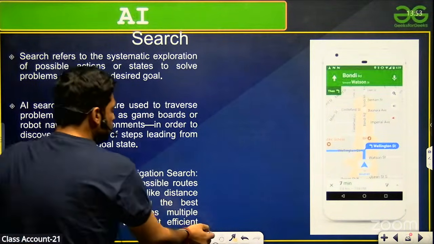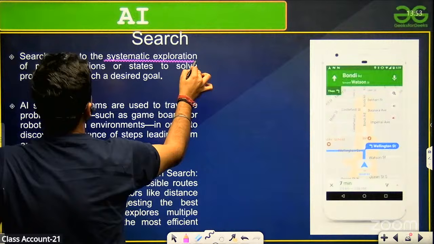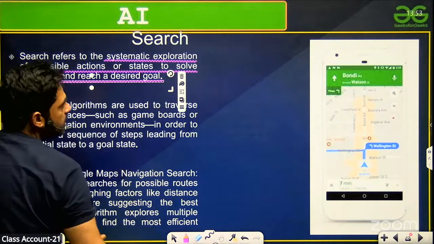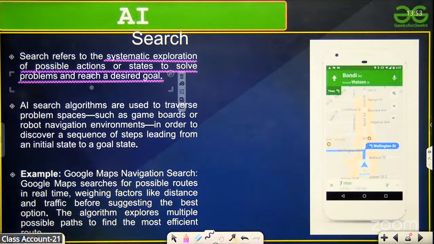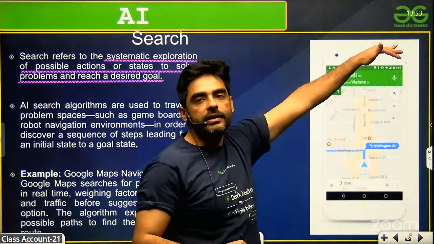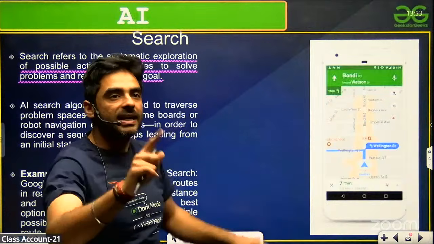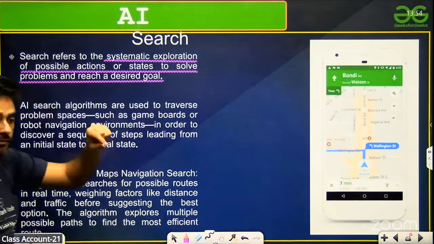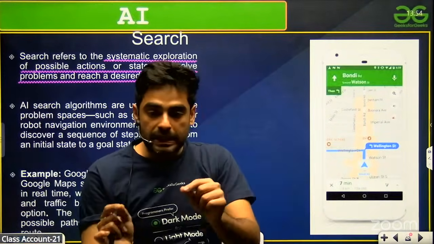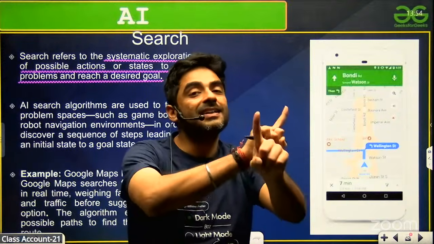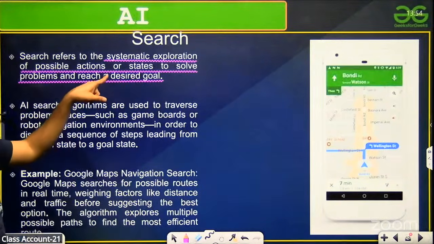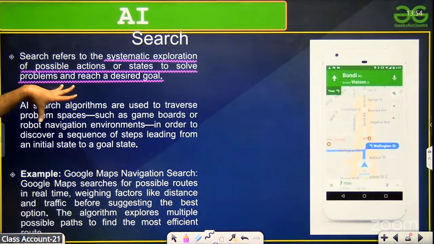Search refers to the systematic exploration of possible actions or states to solve problems and reach a desired goal. For example, I want to travel from Delhi to Noida. In this context, what exactly does search mean? Search means the possible actions or states to solve a problem and reach a desired goal. Which route I should take, that conclusion is not given by the term search. Search only refers to the possible actions or states.